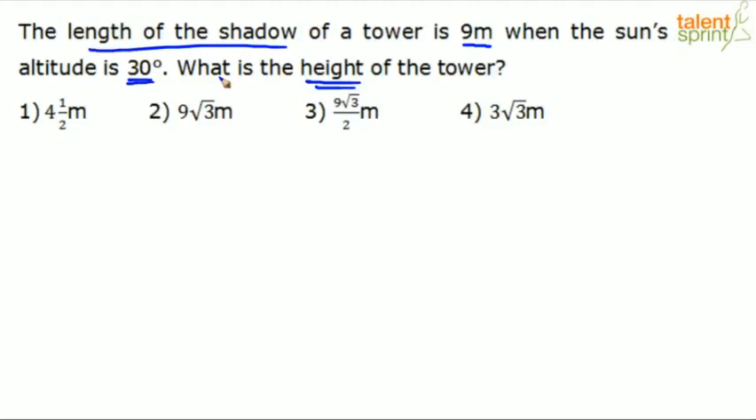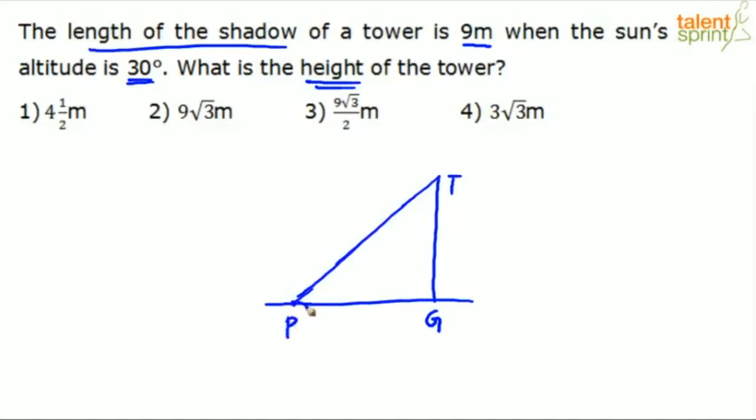Now this is a simple question from heights and distances where we have to construct a right angle triangle. Let us assume this is the tower, the ground level here is G and the tower top is T. Now the sun's altitude is 30 degrees means the angle of elevation of the sun is 30 degrees. So from the point of observation, let's say P, this angle is 30 degrees to the top of the tower.